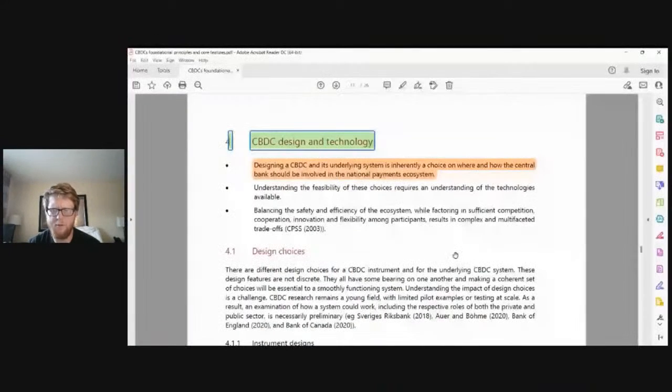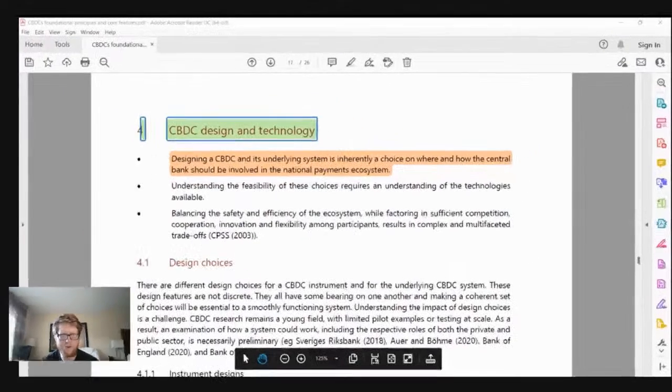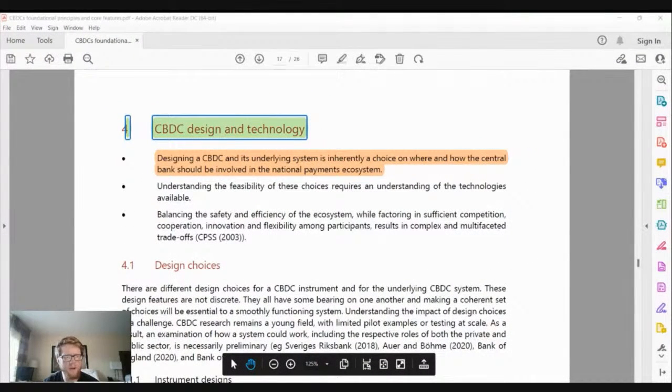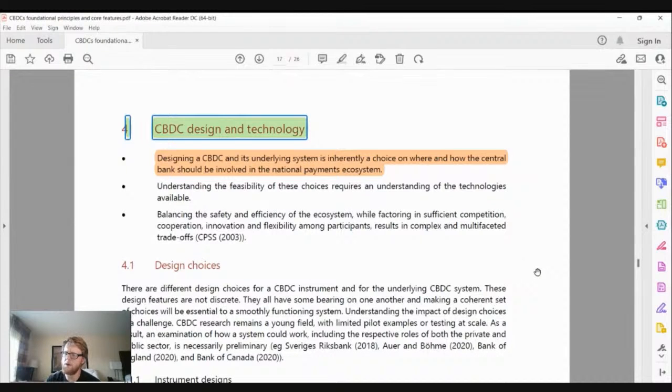Now we're going to head over to the screen share and look at what things you need to keep in mind when actually designing one of these things. I'll make it bigger for you guys. Hopefully you can see that. Again, this is just the PDF from the core foundational principles report. I'll scroll up at the end.